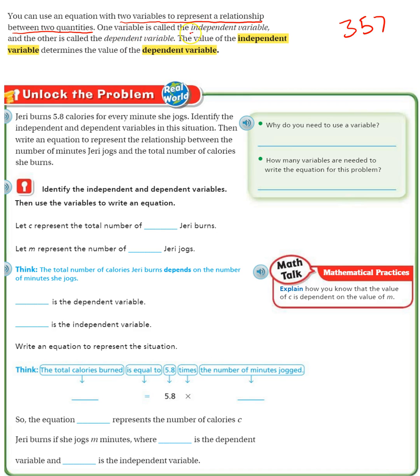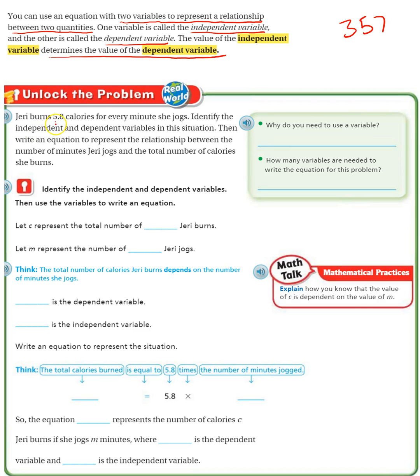One variable is called the independent variable, and the other is called the dependent variable. The value of the independent variable is the one that determines what the value of the dependent variable will be. Okay, so let's take a look at this problem.